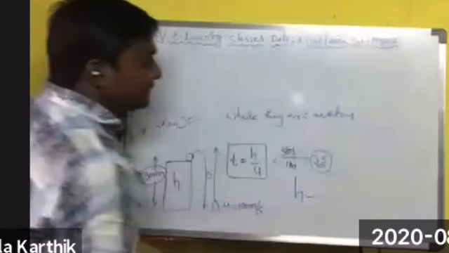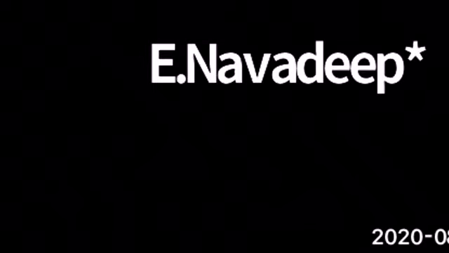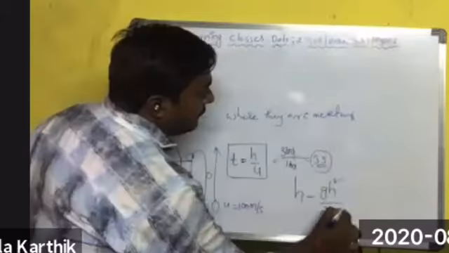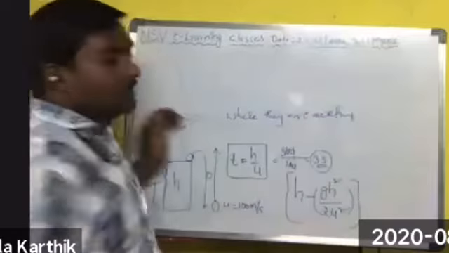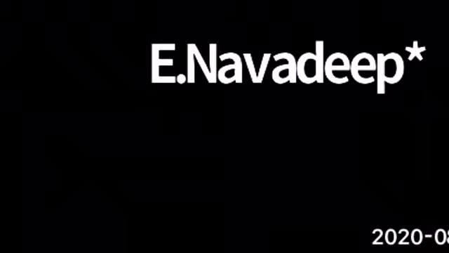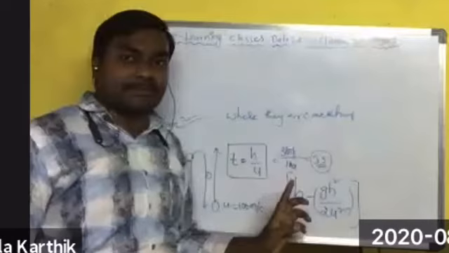The formula is h minus g h square by 2u square. h minus g h square by 2u square. This is the formula.